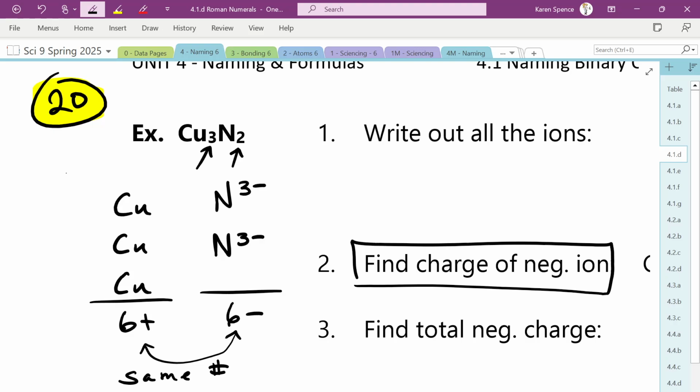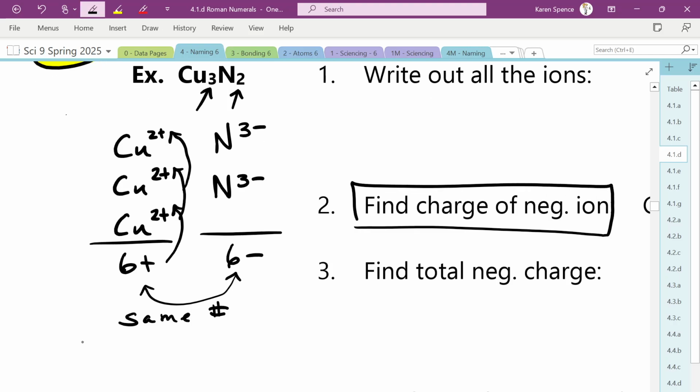And then we say we need to split that 6 up into 3 different places. 1, 2, 3 places. How much each? 2. 2 plus, 2 plus, 2 plus. If we add up 2 and 2 and 2, we get 6. So this is going to be named copper 2 nitride. Okay?